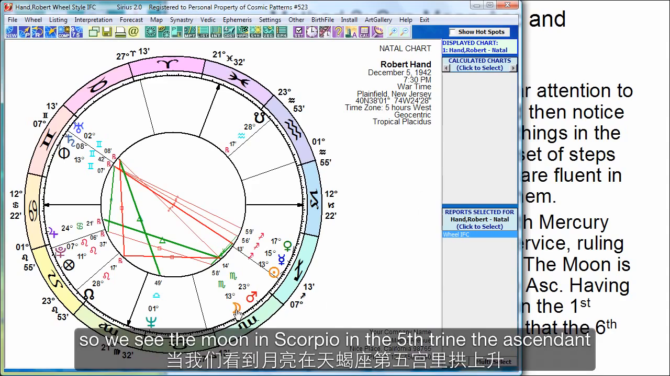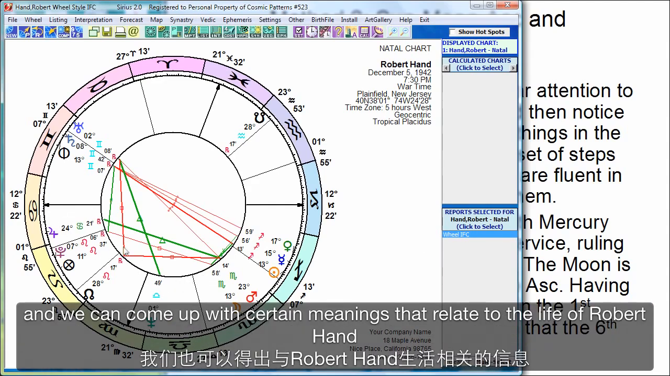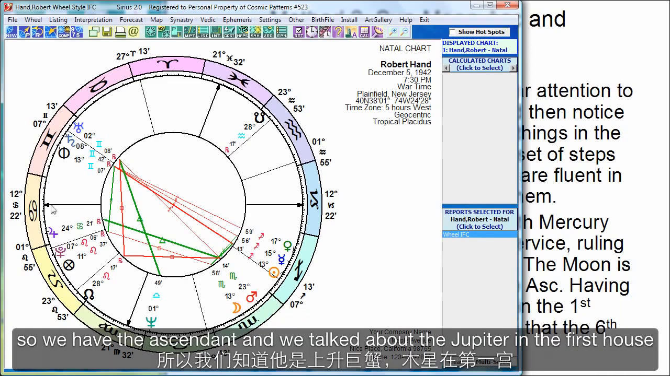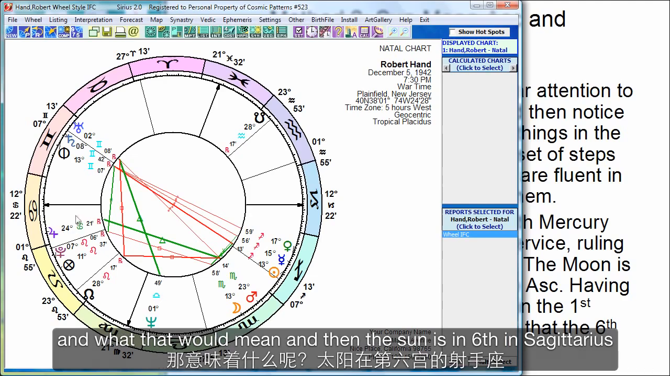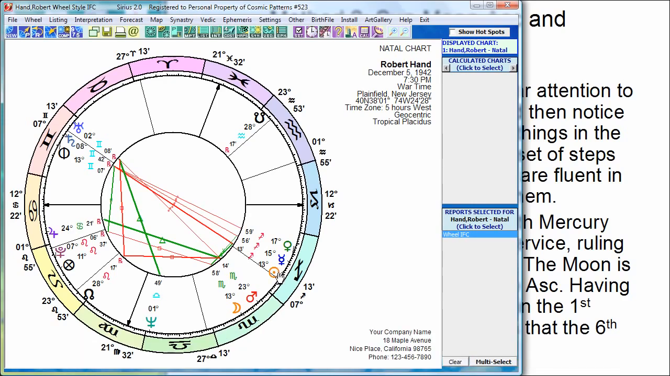So we see the Moon in Scorpio in the 5th, trine the ascendant, and we can come up with certain meanings that relate to the life of Rob Hand. So we have the ascendant, and we talked about the Jupiter in the 1st house, and what that would mean. And then the Sun is in the 6th, in Sagittarius.